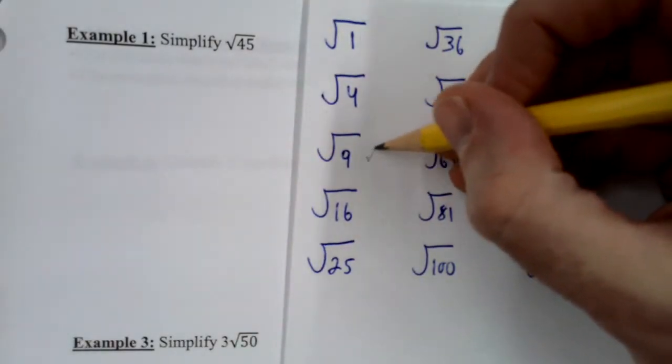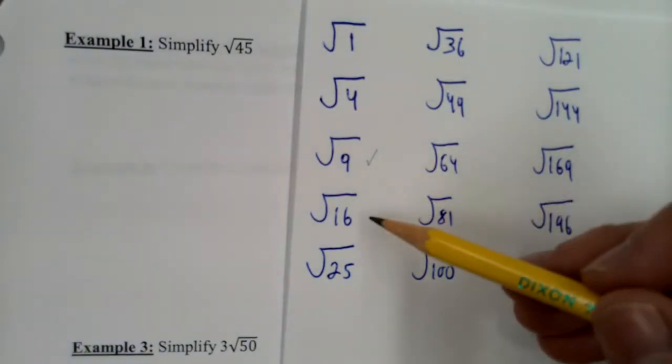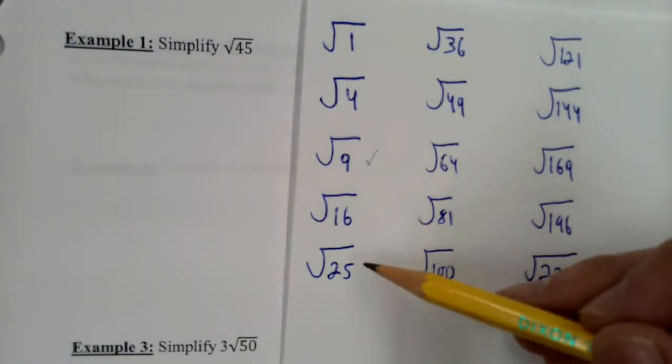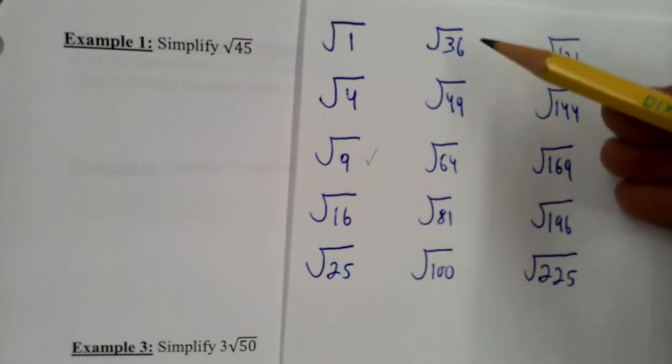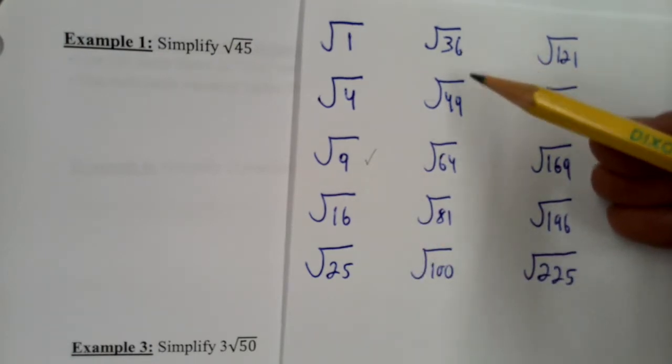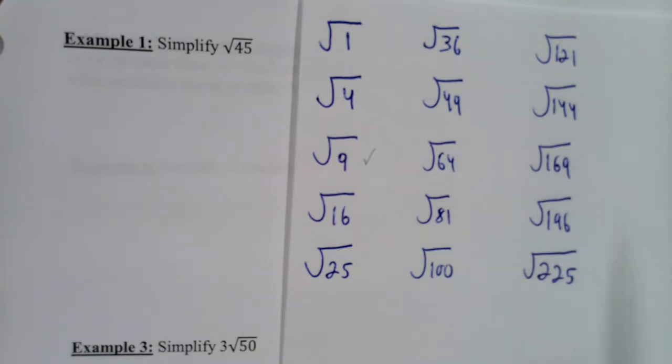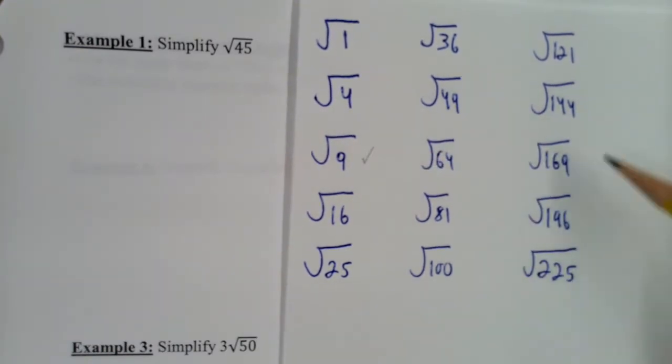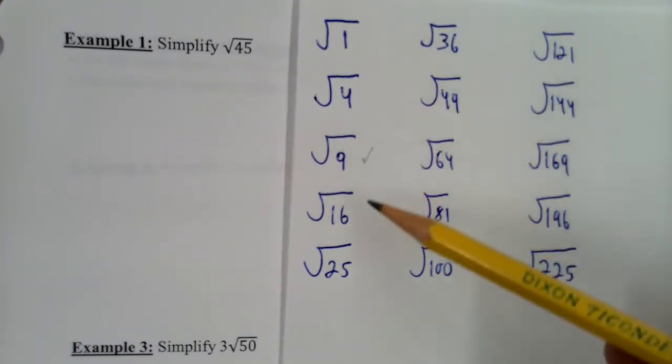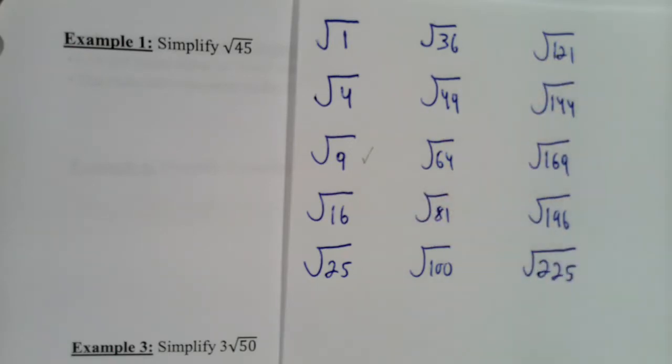9 is a factor of 45. Let me just check that one off. 16 is not a factor of 45. 25 is not a factor of 45. 36 is not a factor of 45. 49 is bigger than 45, so it cannot be a factor. So the biggest number that's a factor of 45 from this list of numbers is 9.